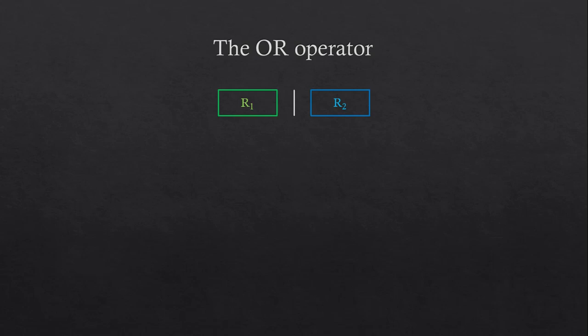So R1 or R2. If we take the one from the left, we get R1. We might also take the one from the right and we will get R2. Some examples here. A or B will give us two strings. If we take the one from the left, we get A. If we take the one from the right, we get B. Similarly, in the second example, if we take the one from the left, we get the string AA, or if we take the one from the right, we get the string B. In the third example, we might get hello or we might get hi, depending on which one we choose.